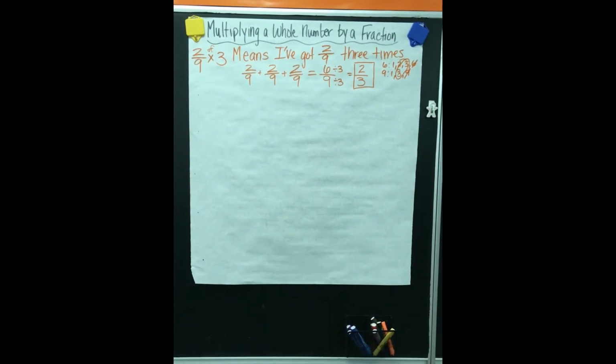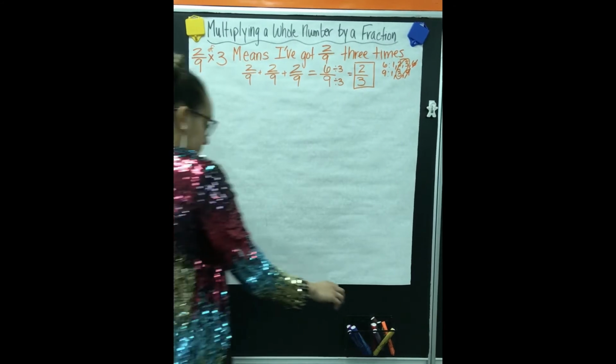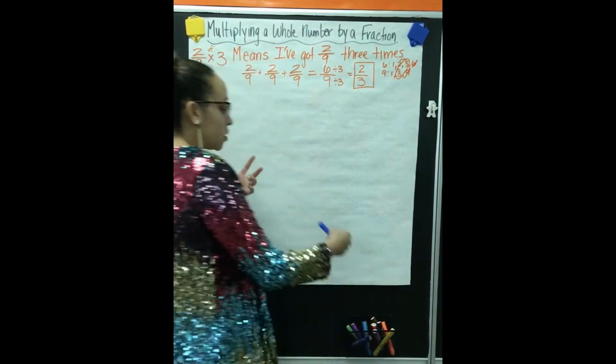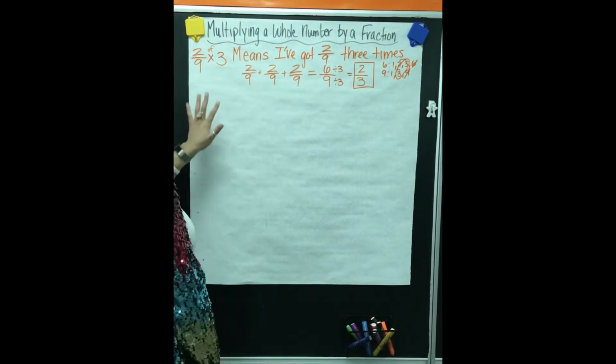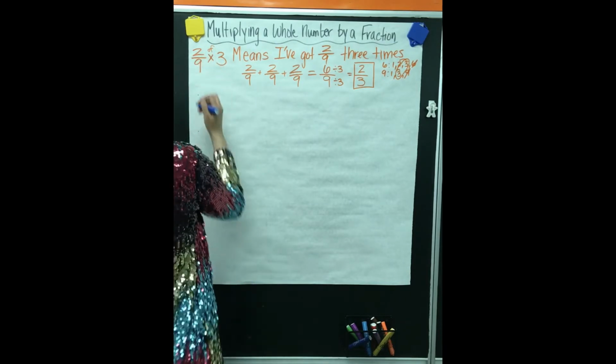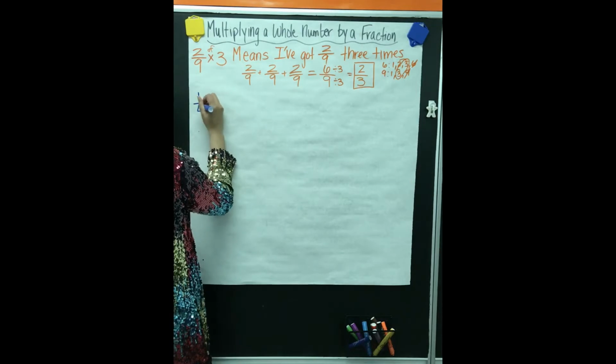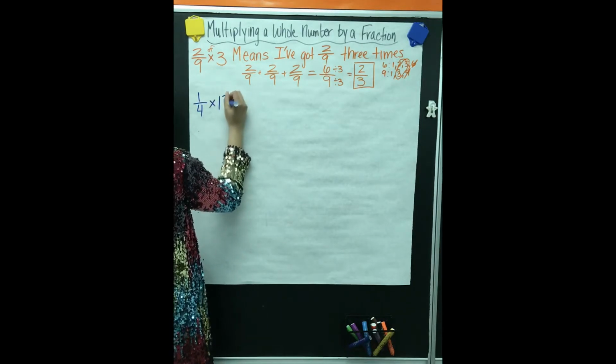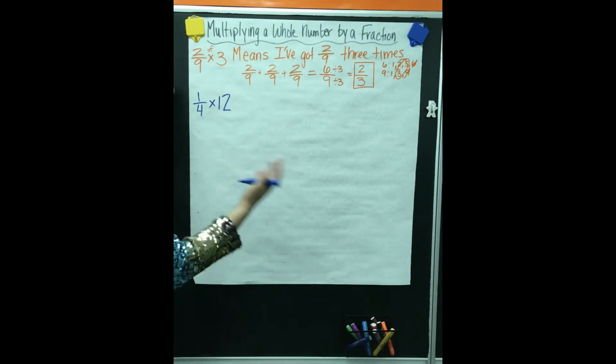Okay, so now we're going to do another problem. And I want us to start observing, like I talked about up here, does our denominator go into our whole number evenly? So the problem we're going to have is 1/4 times 12. Well, what do we observe about this problem?